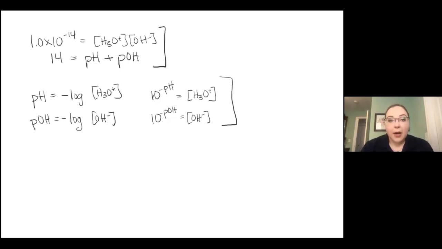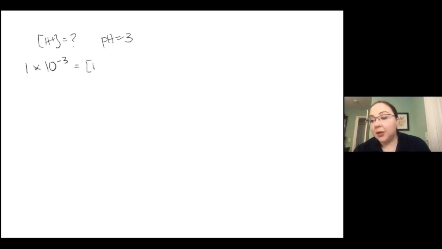Okay, so now what I'd like to do is a couple of example problems that show you how to use these equations just to solve problems, okay? So the first one that I have here is, what's the concentration of hydrogen ions in a solution with a pH of 3? This one's pretty straightforward, very easy to do. It's just 10 to the negative pH. So we'll have 1 times 10 to the minus 3 equals our concentration of H+. 10 to the minus 3 because our pH is 3.